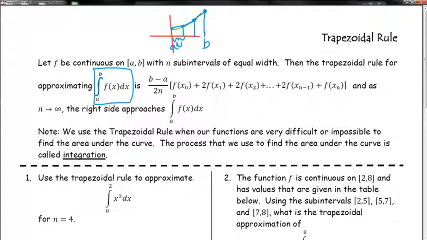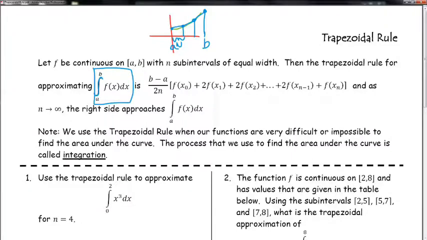So they give us a formula, and the formula is (b minus a) over 2n times the first height, plus twice the second height, plus twice the third height, all the way to the second to last height, plus finally the last height. So let's talk about where they come from.